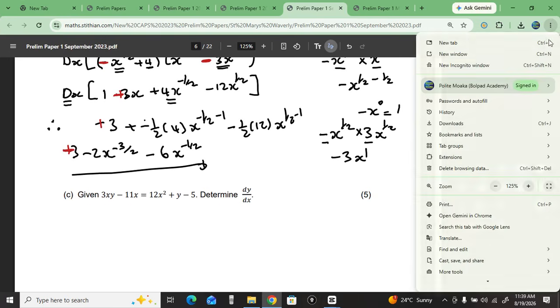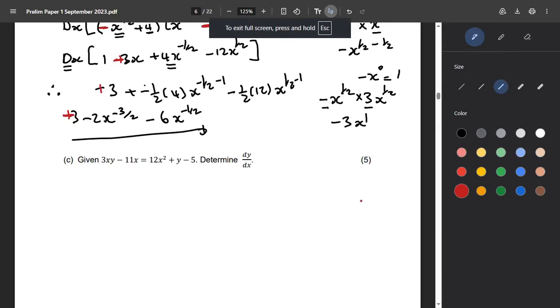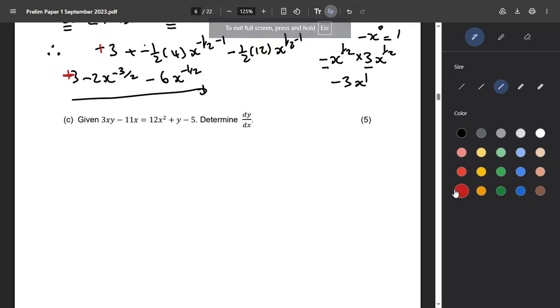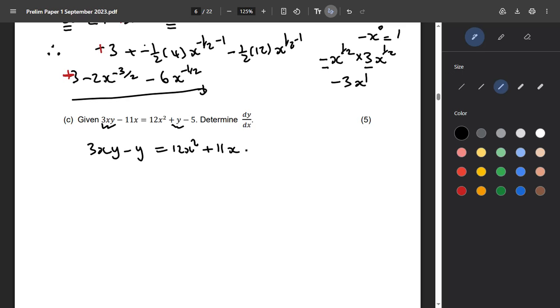Then if we continue with this one here, remember, this is a 5-mark question, but when you look at this question, you need to first group the y terms. So this will be 3xy. You bring the y this side to be negative y. And then this will be 12x squared. You bring the 11 this side to be plus 11x, and then you still have minus 5. Right? Then now we're going to take y out as a common factor. This leaves us with 3x minus 1. Then this is equal to 12x squared plus 11x minus 5.